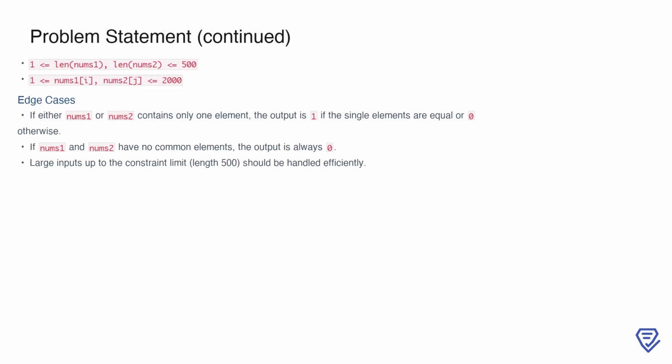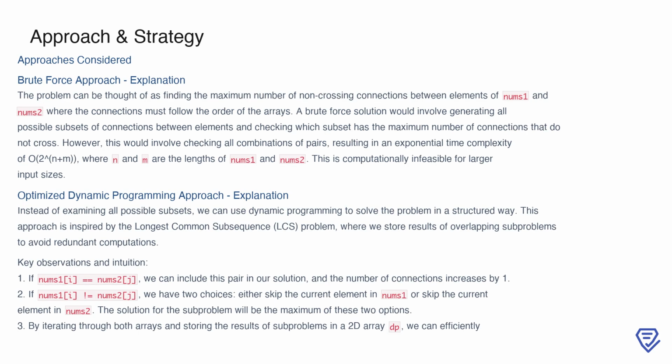Finally, let's go over the constraints and edge cases. Both nums1 and nums2 can have lengths between 1 and 500, and their elements range from 1 to 2000. For edge cases, if either array contains only one element, the output is 1 if their single elements are equal, otherwise, it's 0. If the two arrays have no common elements, the output is always 0 since no connections are possible. Additionally, the solution must handle large inputs efficiently, even when both arrays have lengths close to the maximum limit of 500.